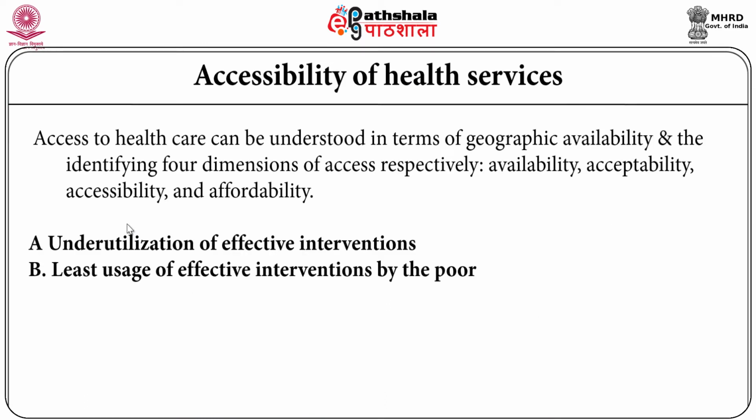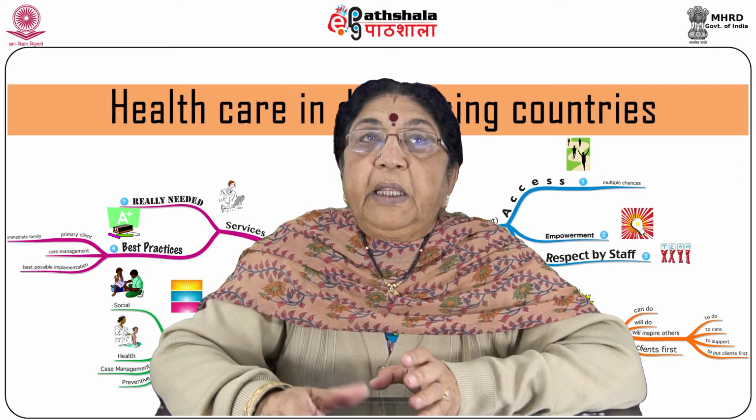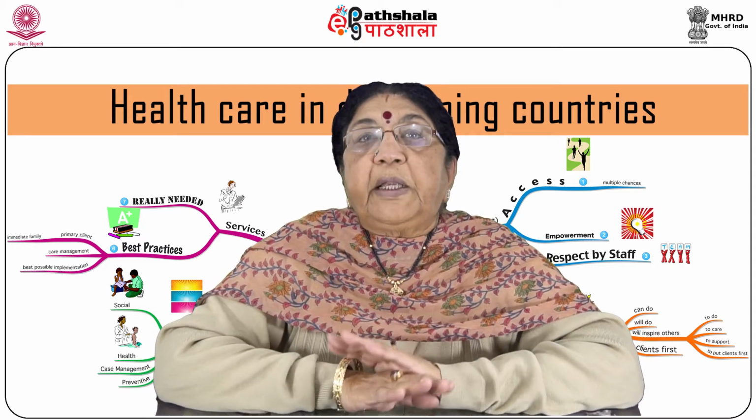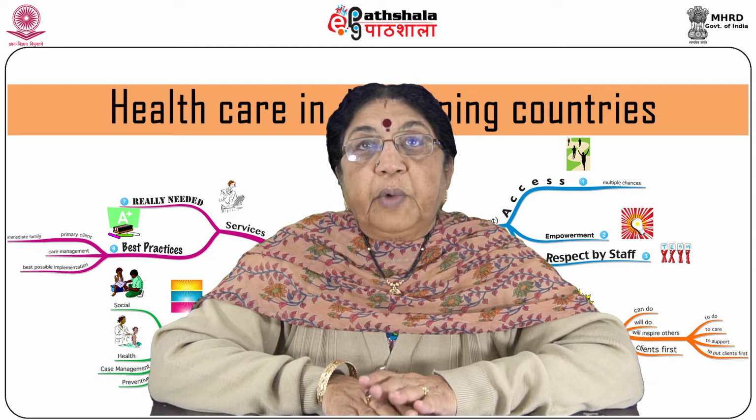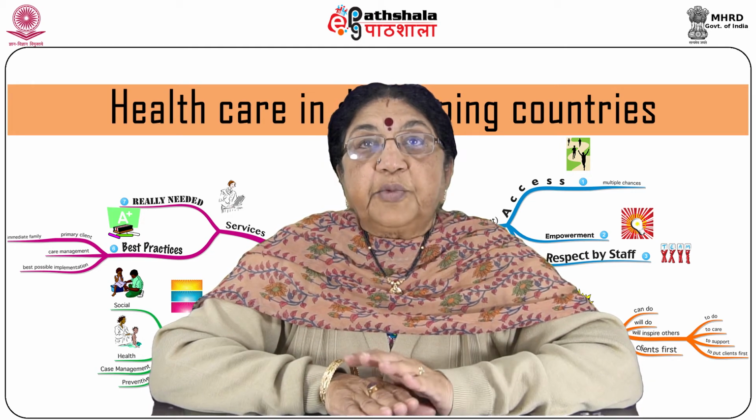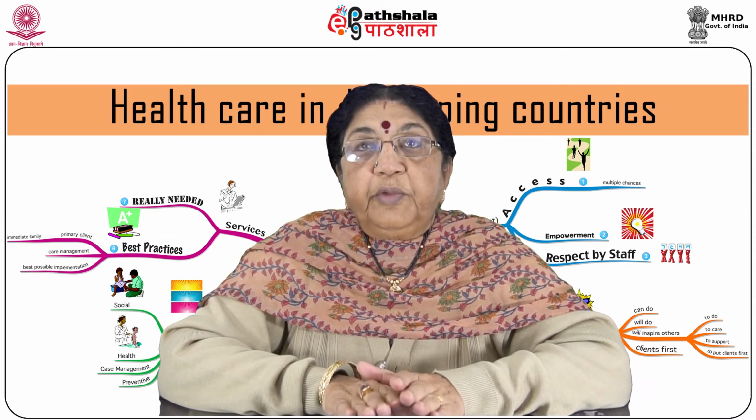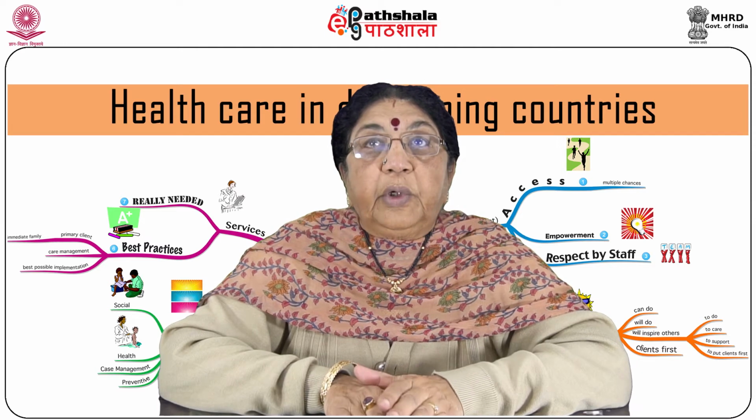Access to healthcare can be understood in terms of geographic availability, identifying 4 dimensions of access, respectively: availability, acceptability, accessibility, and affordability. This is in fact one of the most important 4-point factors as far as health is concerned, because we want healthcare to spread out to the entire nation. So number one, it has to be available. It has to be available within easy reach of every single individual whom we want to bring into our fold.